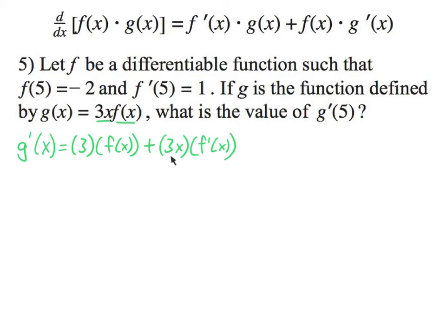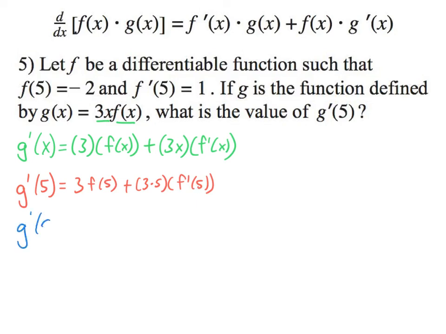Now we plug in 5. Now you could try to clean it up first, but I'm just going to plug in 5. So g prime of 5 is equal to 3 f of 5 plus 3 times 5 times f prime of 5. Next, well, what's f of 5? It says right here, f of 5 is negative 2, and it says f prime of 5 is 1. So we replace those for the next step. So we have g prime of 5 is equal to 3 times f of 5, the values above say that's negative 2, plus 15 times f prime of 5, which is 1 from above.